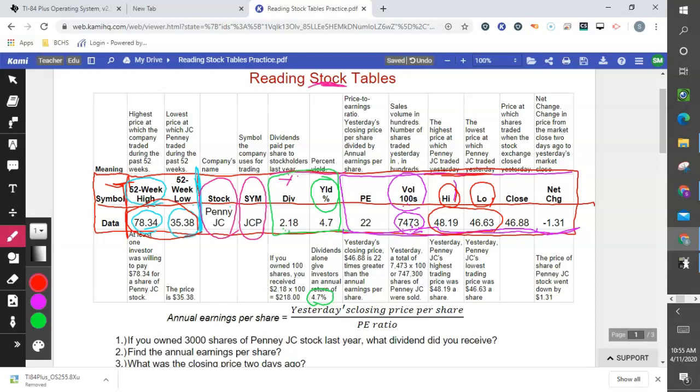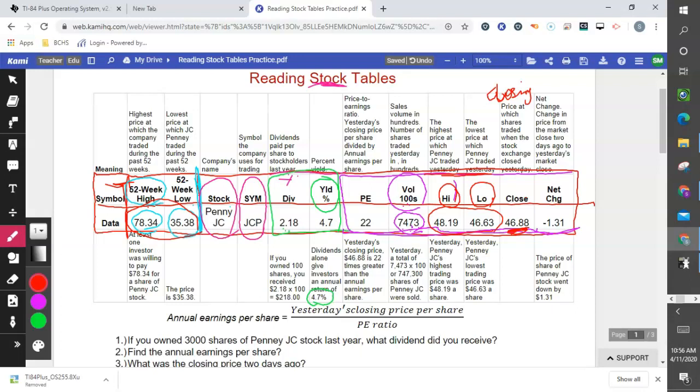Now, close is called the closing price. The closing price is the last price a stock was sold before the stock exchange closed yesterday. So the last stock that was sold is 46.88. Why is it important to note that? When they come back tomorrow, it's good to know where they start. Is it going to go up, is it going to go down?